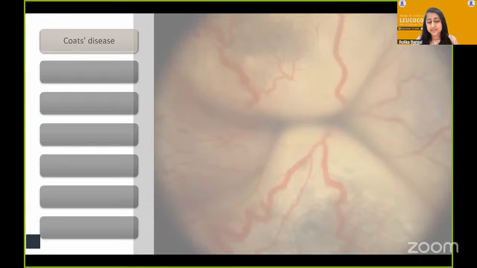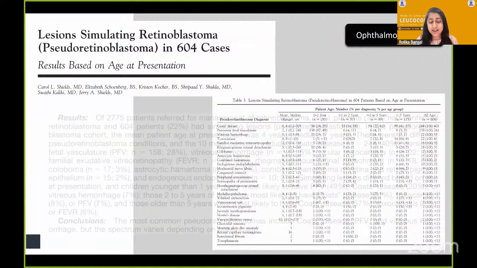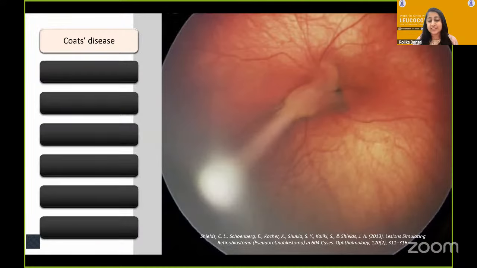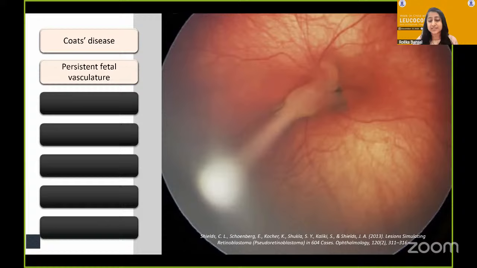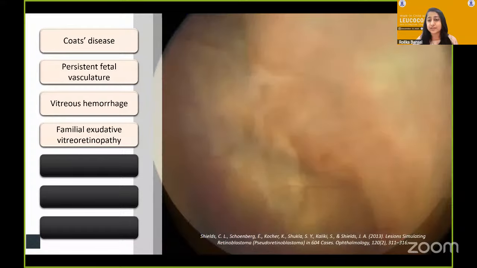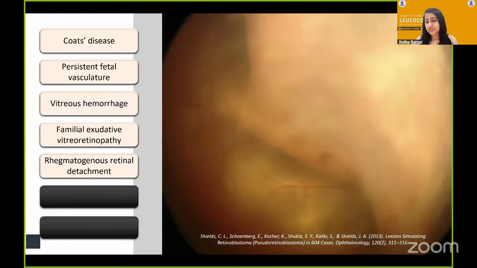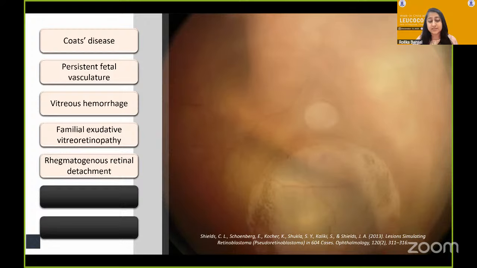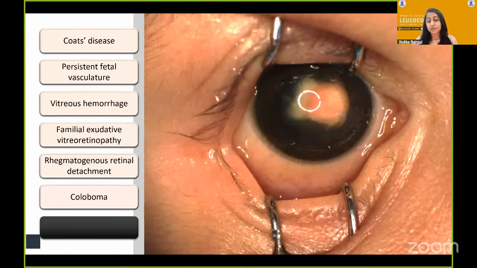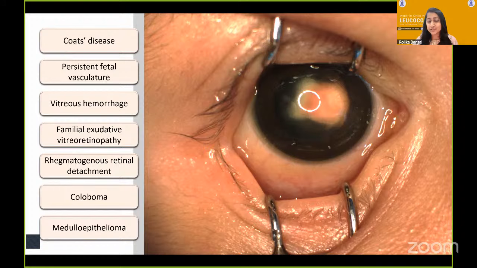And this is technically Coats disease, which was discussed at length as the commonest. It has been stated in the paper by Shields et al. as well, that the commonest pseudoretinoblastomas include Coats disease, persistent fetal vasculature, and vitreous hemorrhage. I'm glad that we have covered that entirely for the audience. The next option is persistent fetal vasculature, as discussed. We also have familial exudative vitreoretinopathy as one of the differentials, and rhegmatogenous retinal detachment. The ones that we have not discussed in depth would be coloboma and medulloepithelioma, which Dr. Honavar had also mentioned. So this is just a brief summary.